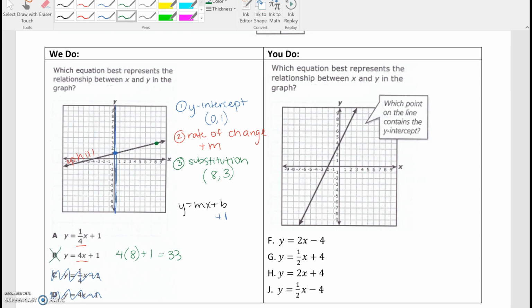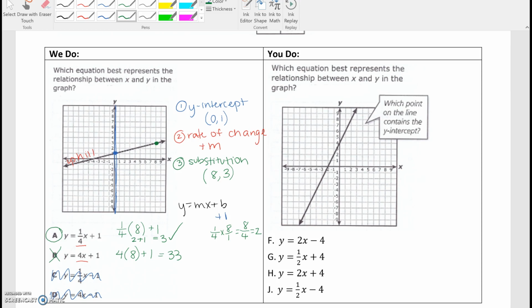So that's not right. Then I have 1/4 times x, so times 8 plus 1. So 1/4 times 8. So 1/4 times 8 over 1. 1 times 8 is 8. 4 times 1 is 4. 8 divided by 4 is 2. So I have 2 plus 1 equals 3. Well, that matches. So this is the correct equation for the graph.